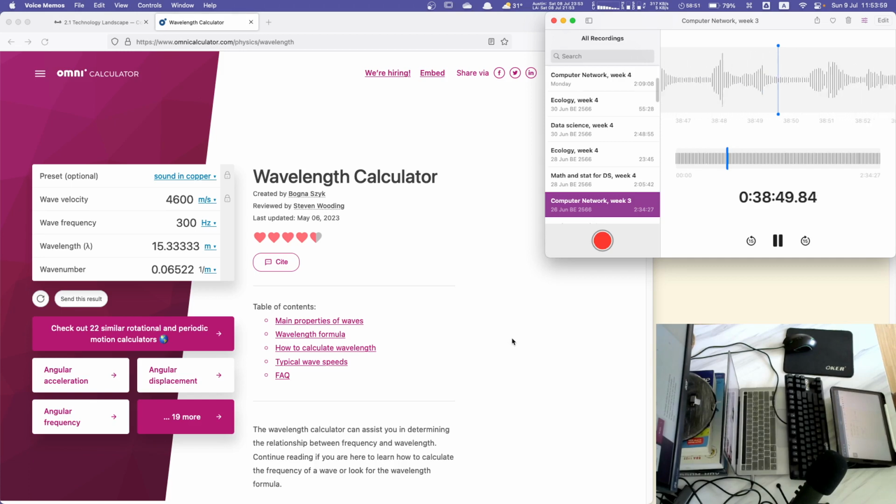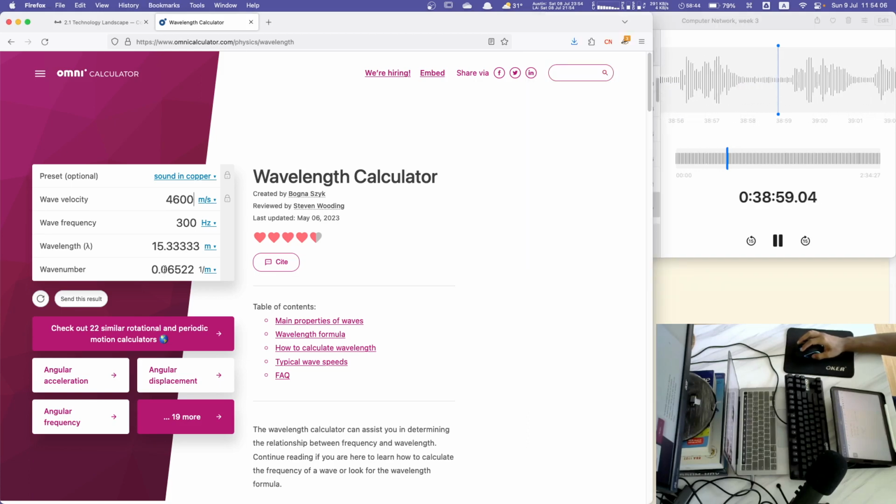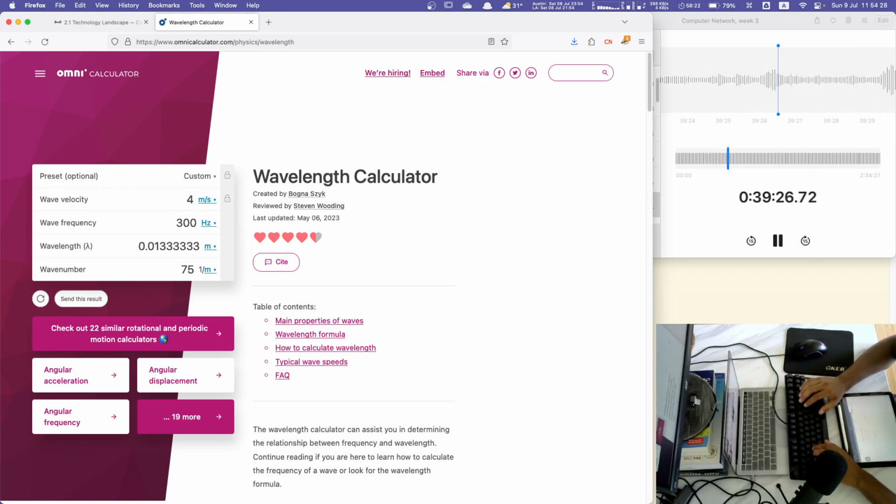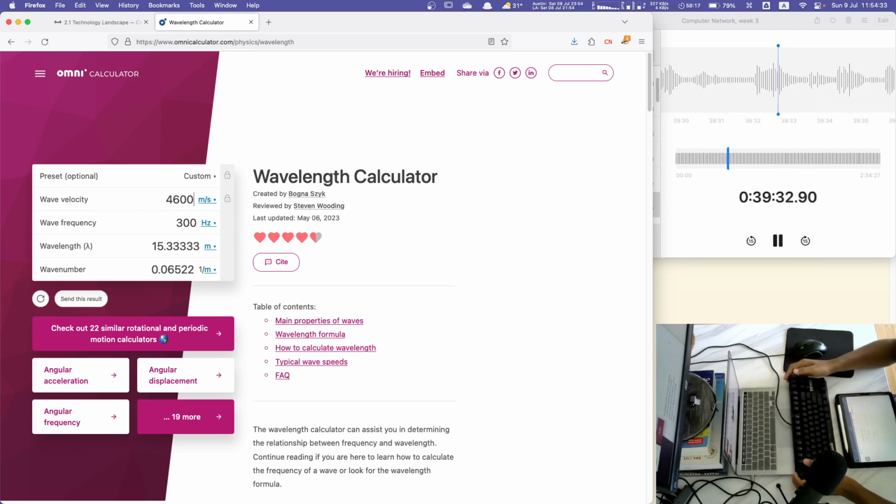The wavelength is equal to the velocity, sorry, not frequency. The velocity 2.001 multiplied by 10 power 8 divided by the frequency of the wave, 300 hertz. So when you calculate, you will get 667 multiplied by 10 power 3, because we can remove the 10 power 6. And this will be meters. So, simple calculation.